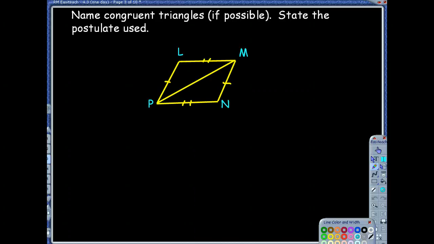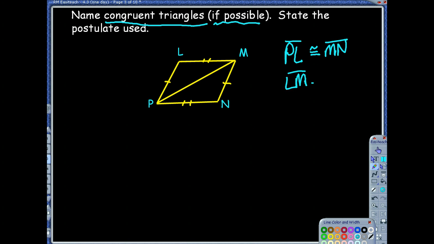Okay, this first example says we're going to name congruent triangles if possible. So it may not be possible. We'll have to wait and see. And then we're going to state the theorem or postulate that's used. Now, looking at this picture, Mrs. Palermo, what pieces do you notice that this already has marked on it? I see segment PL and segment MN are congruent already. And then I also see segment LM and segment PN are congruent.